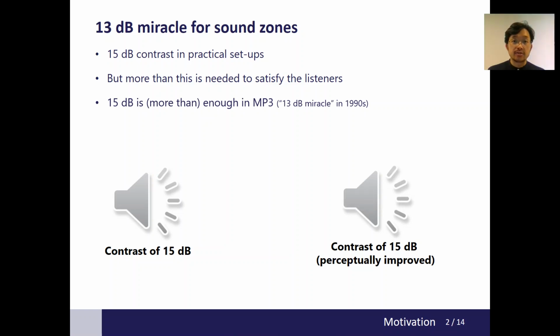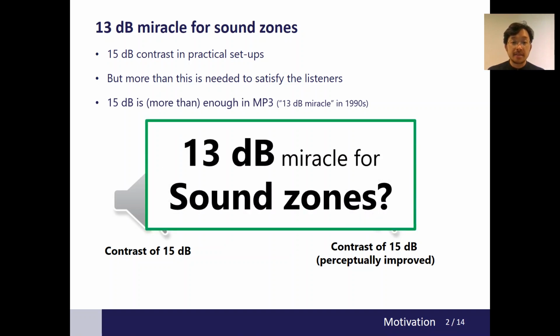Here, we don't try to improve the contrast itself. Instead, we try to shape the interference so that it becomes less audible or ideally inaudible as in perceptual audio coding. So the next question is, can a 13 dB miracle for sound zones be possible?